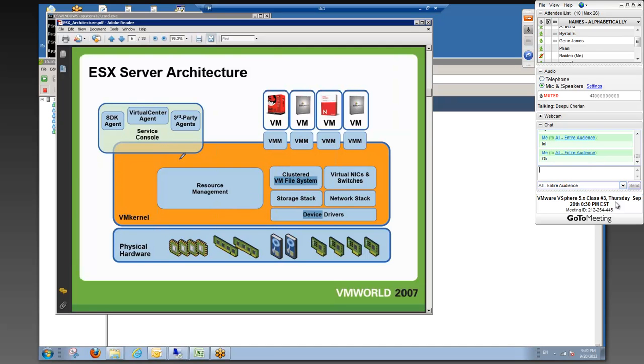Why is that? Can anybody tell me? Why is the VM kernel so particular about that mother VM? Okay, booting. I don't understand that. Any other answers? Controller. Okay. Any other answers?